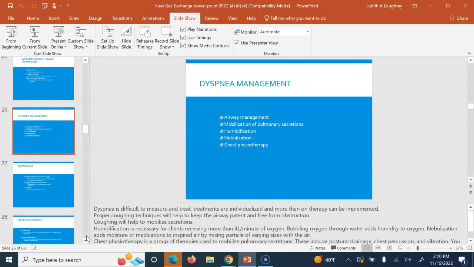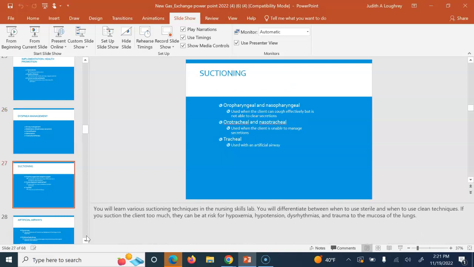Dyspnea management. Dyspnea is difficult to measure and treat, and treatments are individualized, and more than one therapy can be implemented. So we want to basically look at their airway management. We want to be able to mobilize pulmonary secretions, offer humidification, nebulization, and chest physiotherapy. Suctioning, as we mentioned, and as you saw in lab, there is oropharyngeal suctioning, nasopharyngeal suctioning, orotracheal, nasotracheal, and tracheal.